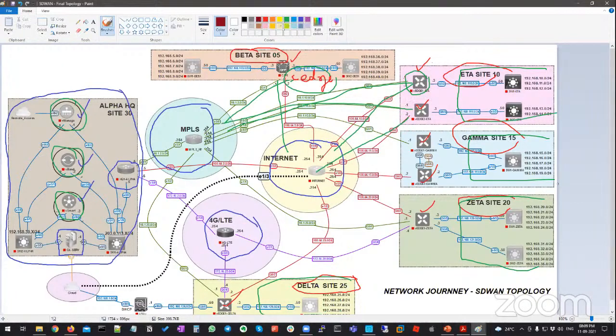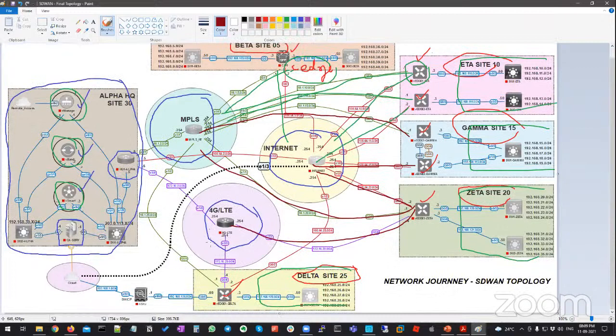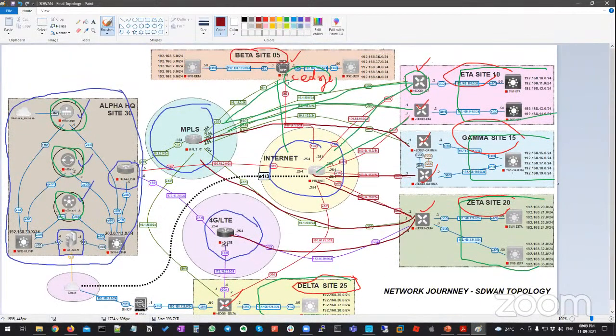Then if you see my other side, now you can see I have one controller with MPLS, another controller with another circuit with internet. Okay, so this is a different type of design. Then the third one is the Zeta side, which is connected to all three different service providers. So this is again a different type of design. In that way, I made each side a different type of design, so I can show you different scenarios and possibilities, what you can get out of it. Okay.